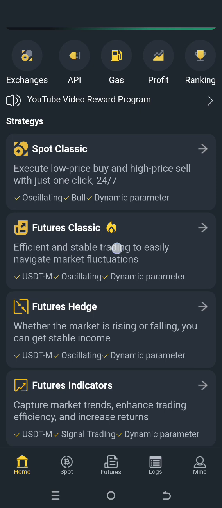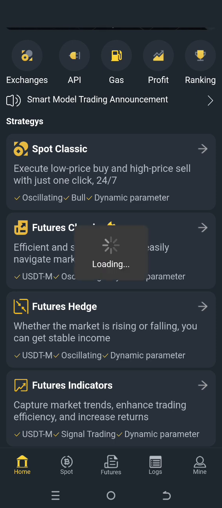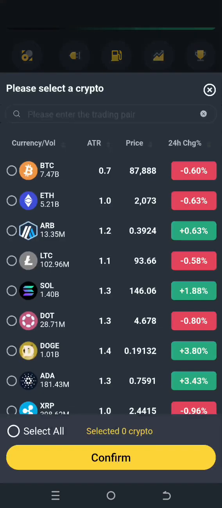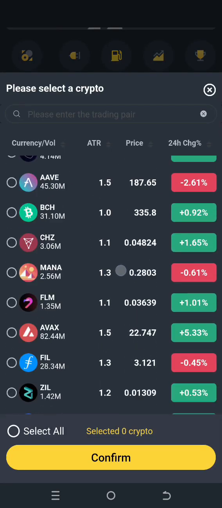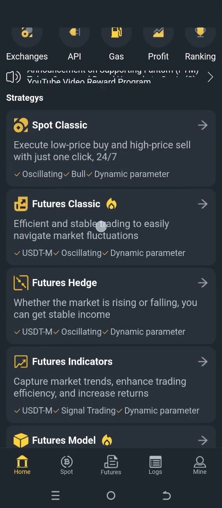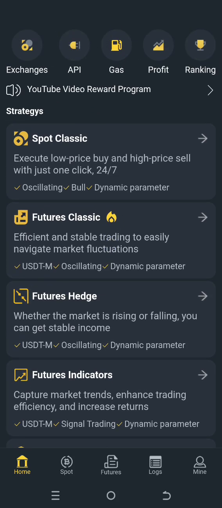Then the futures classic is also trading where you get the coin. Here it says efficient and stable trading to easily navigate market fluctuation. So if you tap on it, it's going to still give you the coins, and here you select the coin you want to trade. But remember, to trade futures, anything concerning futures, you must have money in your futures wallet, except if you're using OKX, because in OKX, if your money is in trading, it means that you're going to see your money both in the spot wallet and in the futures wallet. So that is how it is.